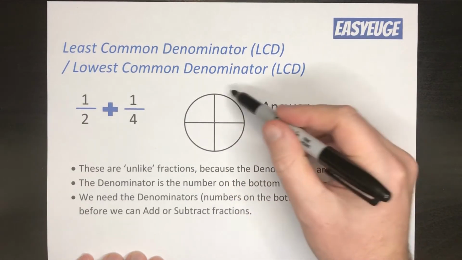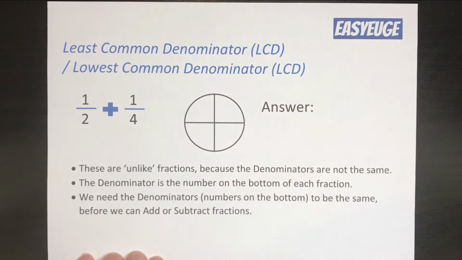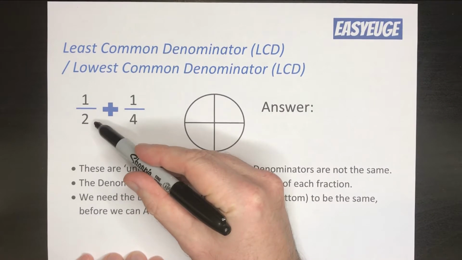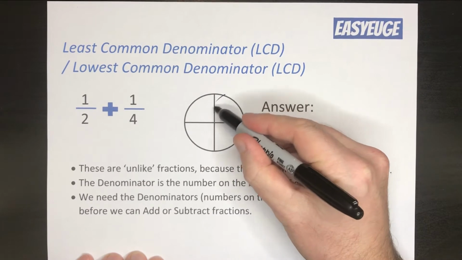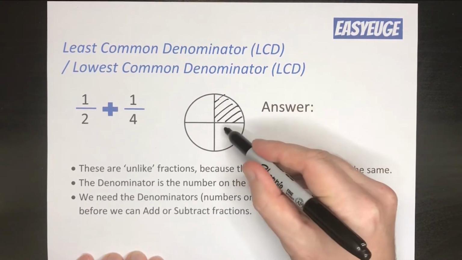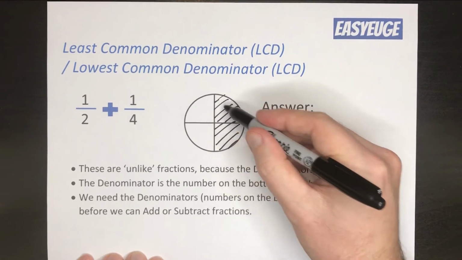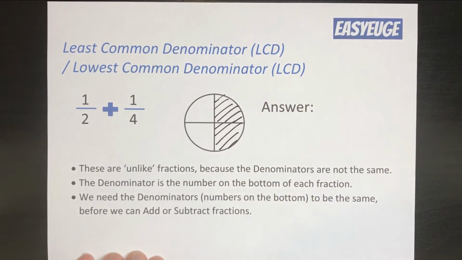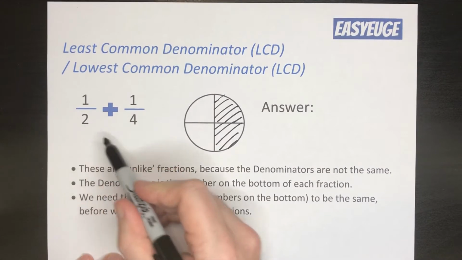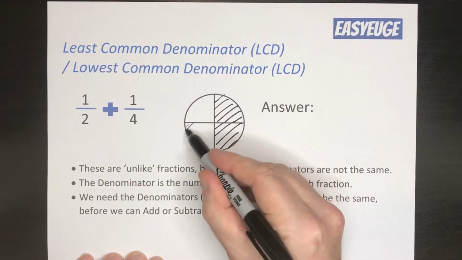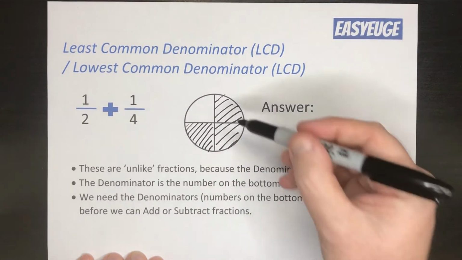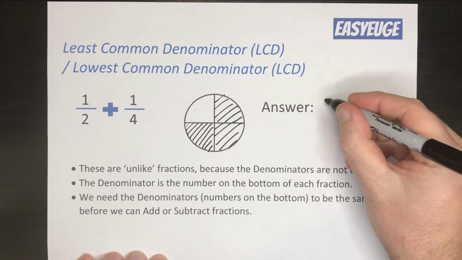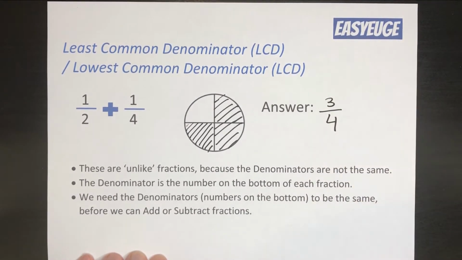So if we took a circle and we divided it in half and divided it in half again, dividing it into quarters, if I was to work this out graphically, a half of this cake, if this was a cake, a half would be all of this part and all of this part. So that's half of the cake. That's represented by this half. If I added on the quarter, let me shade in the quarter part, you can clearly see that we have 1, 2, 3 quarters and the answer is 3 quarters.